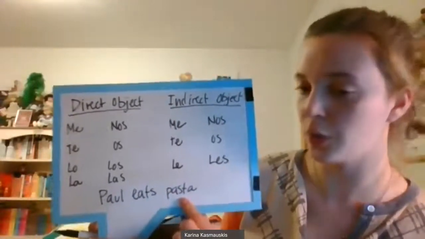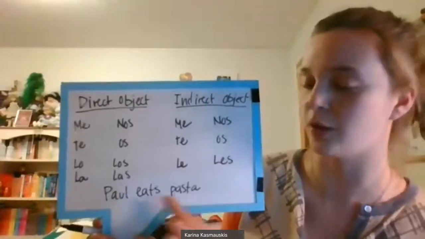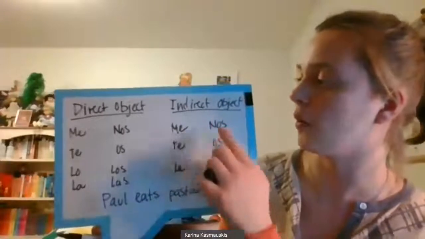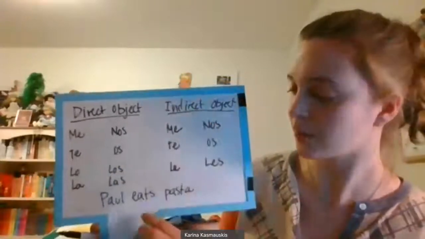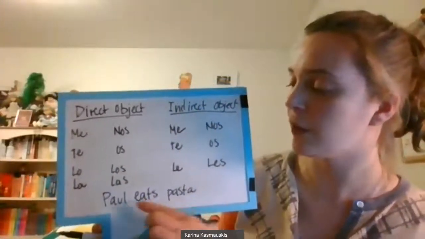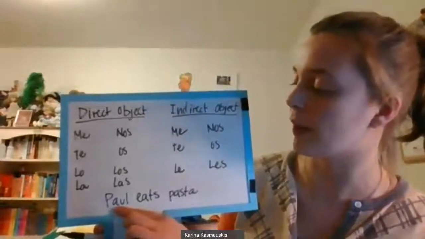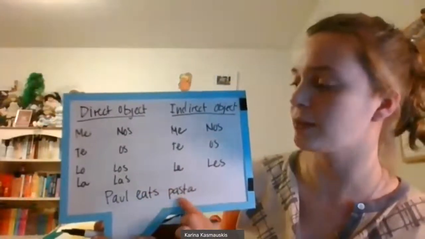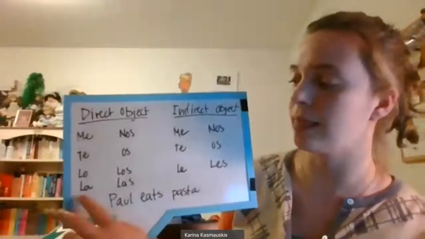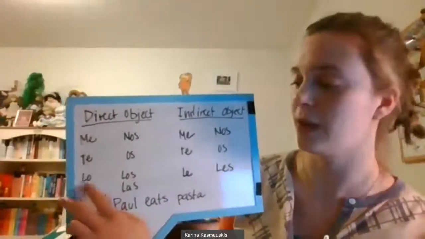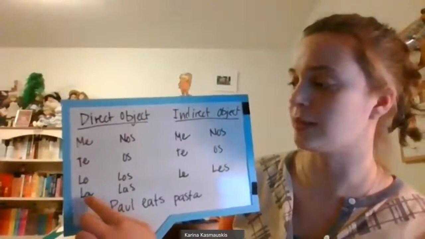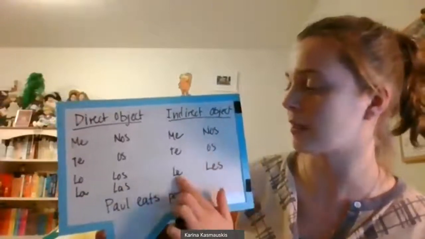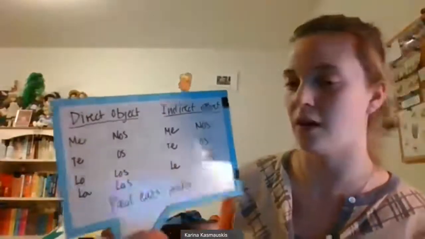And then, who is eating the pasta? Who is doing the action? Paul is doing the action. So Paul would be the indirect object. Once we have that figured out, we can figure out that Paul would be replaced with le because it's singular, and pasta would be replaced with la because it's la pasta and it's singular. So pasta is the direct object, and Paul the indirect object. So we have le here.